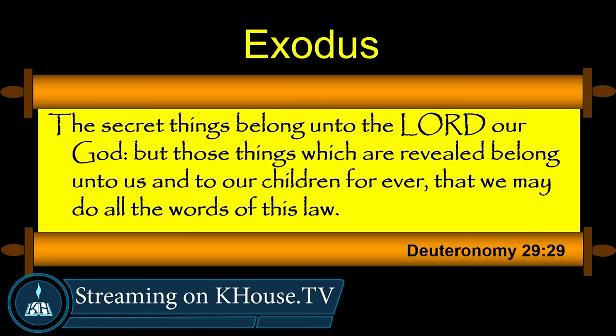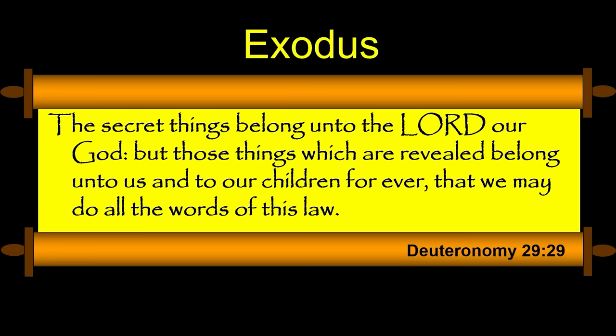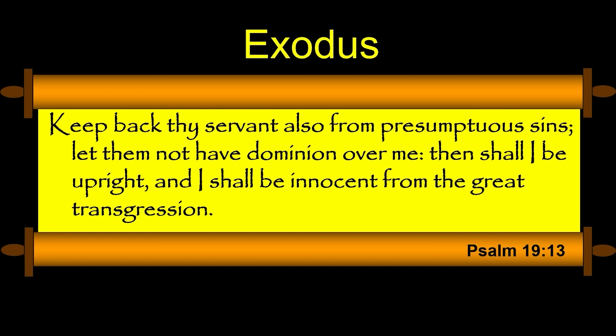Deuteronomy 29:29, the secret things belong unto the Lord our God. But those things which are revealed belong unto us and to our children forever, that we may do all the words of the law. And a comparable passage is Psalm 19:13, which is essentially, keep back thy servant also from presumptuous sins. I should really write that on my mirror at home: keep back thy servant also from presumptuous sins, let them not have dominion over me. Then shall I be upright, and I shall be innocent from the great transgression.